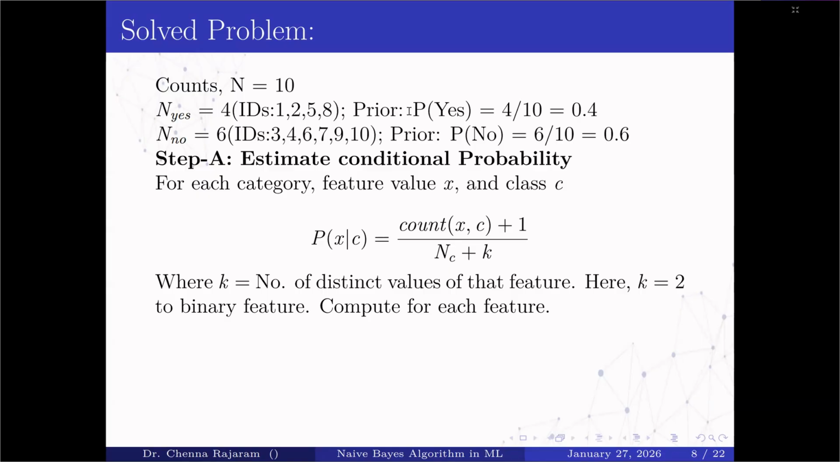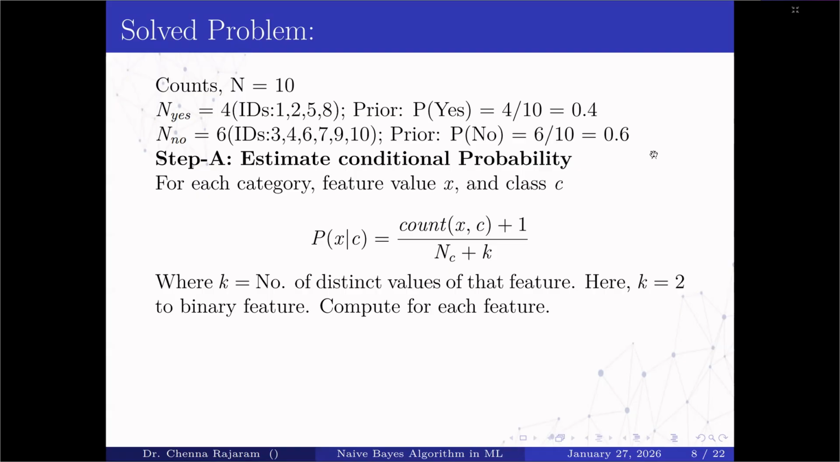Now for calculating the prior, what is the probability of yes with the given data? The probability of yes is equal to the number of values in the yes category, that is 4, divided by the total number of values, that is 4 by 10, which is 0.4. And the probability of no is equal to 6 by 10, and that is 0.6.